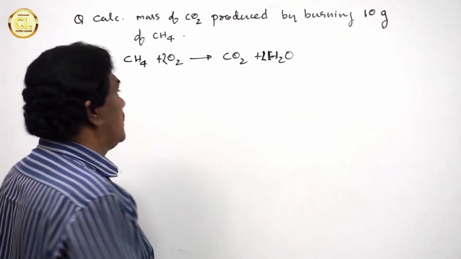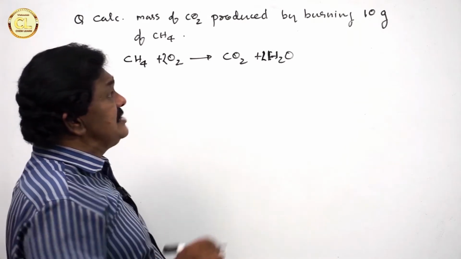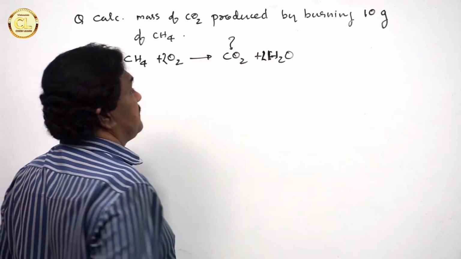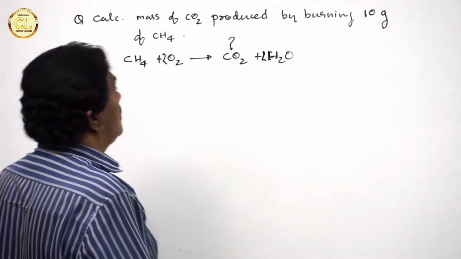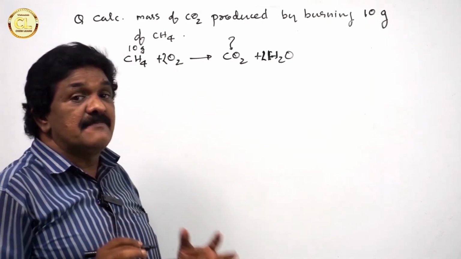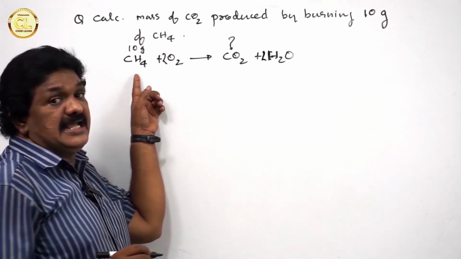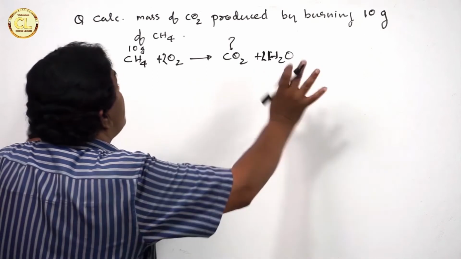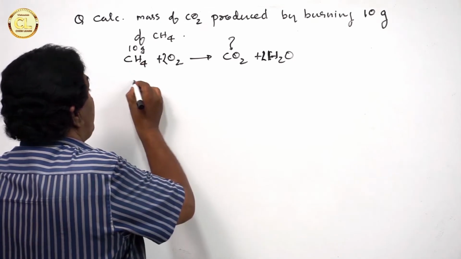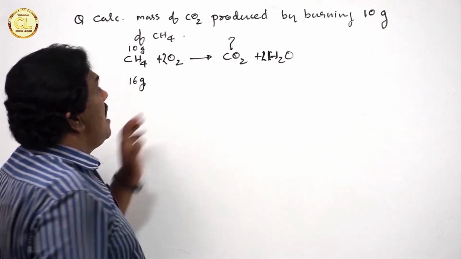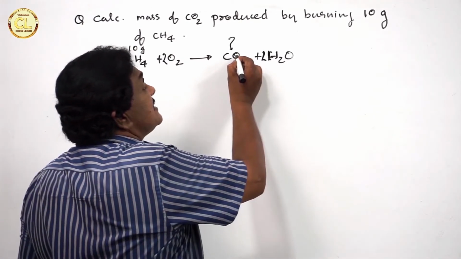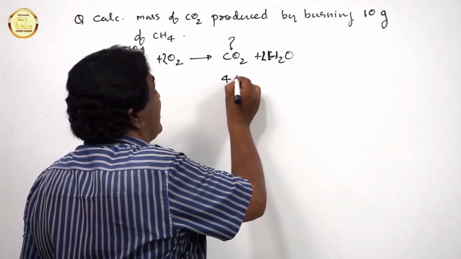Equation is balanced. Now, what we are asked to find is the mass of carbon dioxide. See, put a question mark here. Mass of carbon dioxide. What are we supplied? 10 gram of methane. Now, according to the balanced equation, what is the weight of methane? Carbon 12, hydrogen 4, that is 16 gram. And according to the balanced equation, what is the mass of carbon dioxide? 12 plus 16 into 2, that is 32, that is 44 grams.